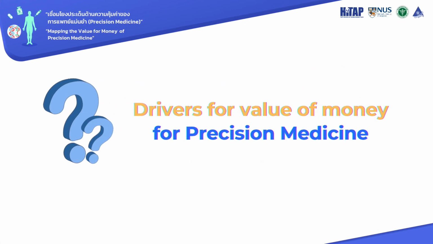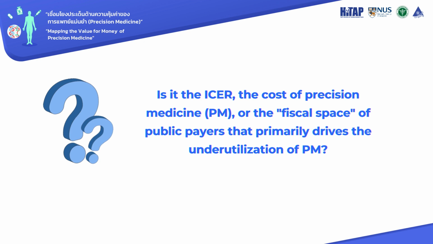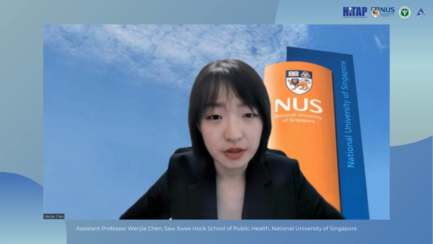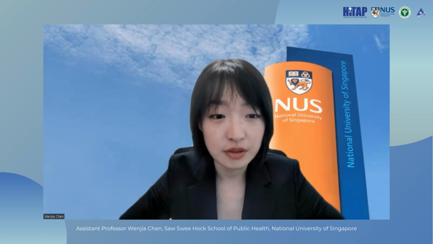Drivers for value for money for precision medicine. Is it the ICER, the cost of precision medicine, or the fiscal space of the public payers that primarily drives the underutilization of precision medicine? Well, economic barriers is one of the important reasons for the underutilization of PM, and all these aspects are actually interrelated with each other.